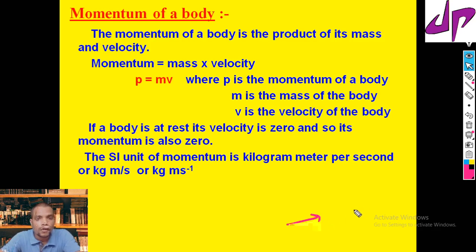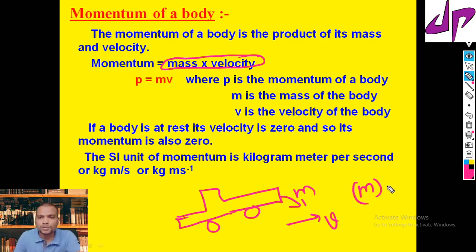Is moving with a velocity. If we multiply mass times velocity, we will get a new quantity, which we call momentum. So momentum is nothing but the product of mass and velocity.